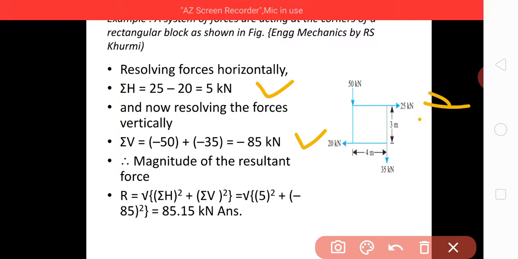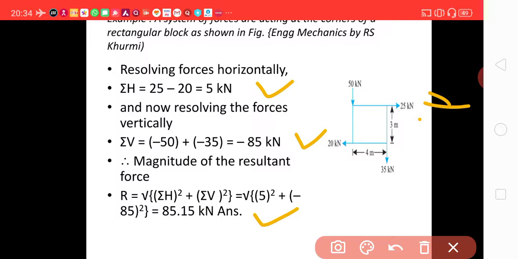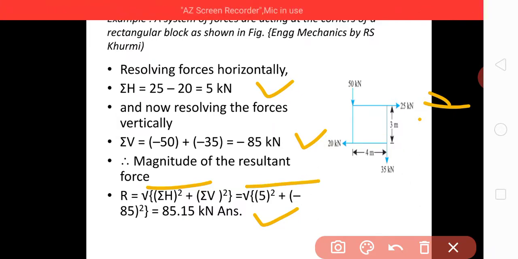The magnitude of the resultant force is given by this relation, which comes out to be 85.15 Newton. That is R equal to under root of summation H whole square plus summation V whole square, which comes out to under root of 5 square plus minus 85 whole square, which comes out to be 85.15.